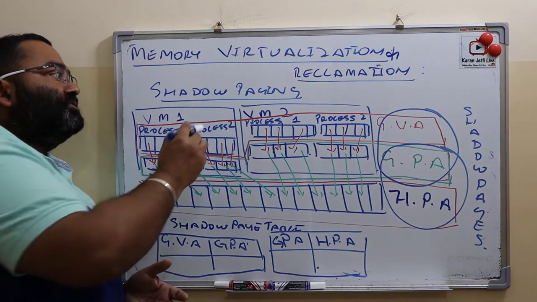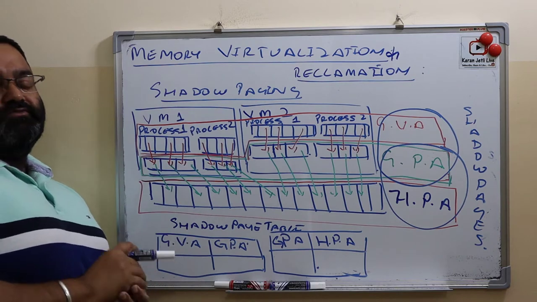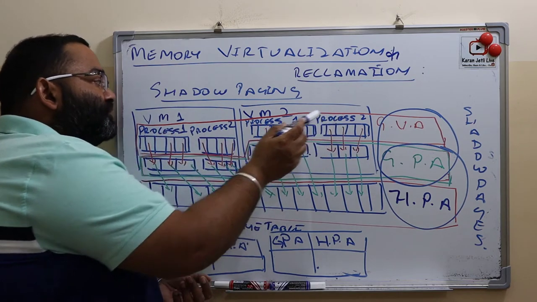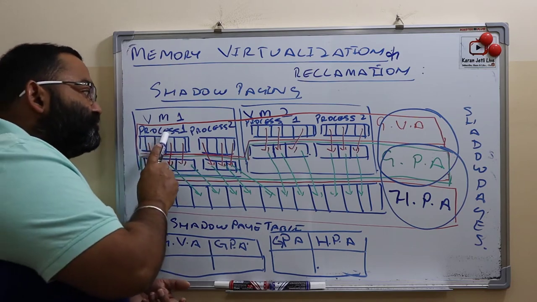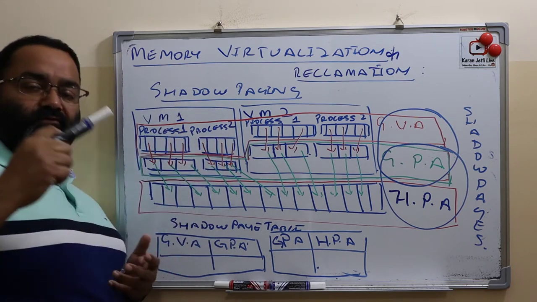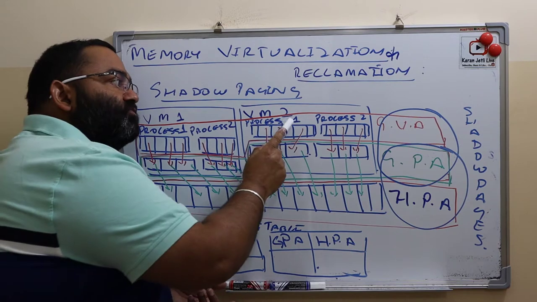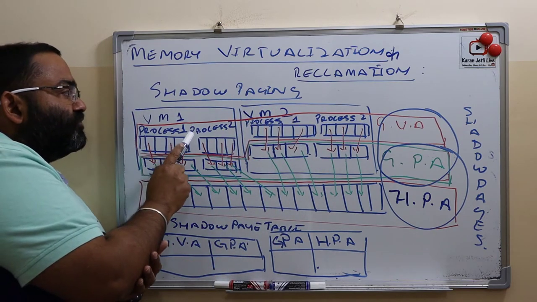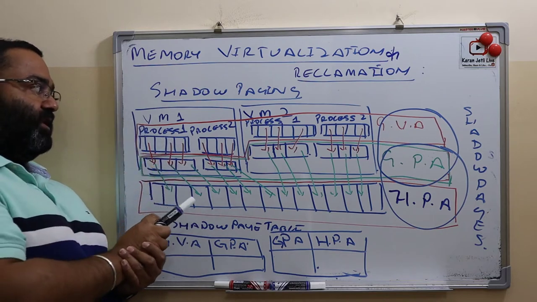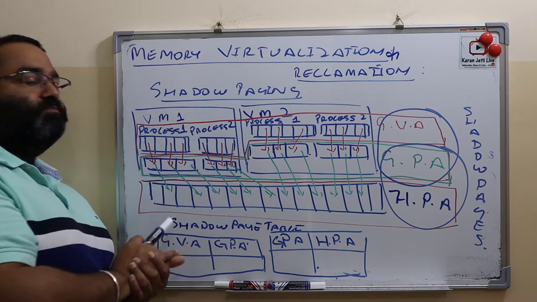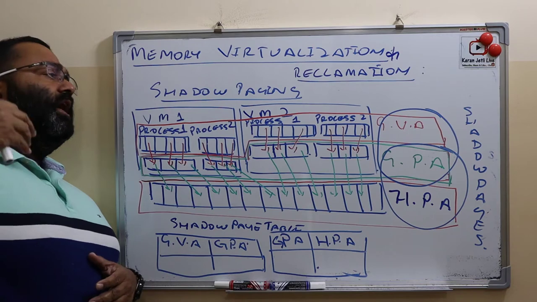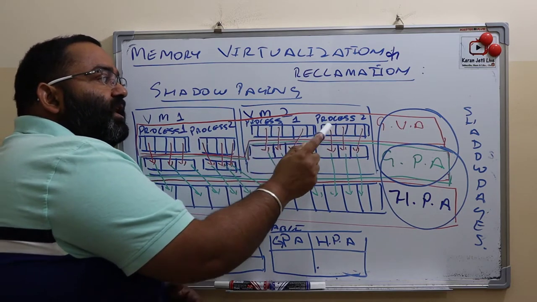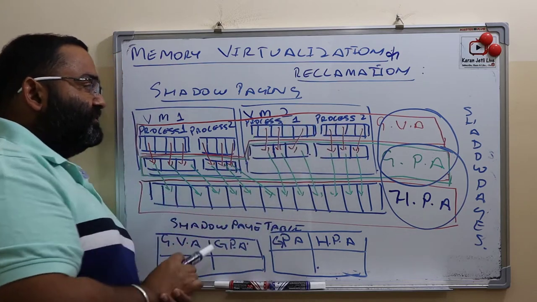Okay, now suppose these are our two virtual machines, VM1 and VM2, and they both are running two processes. VM1 is running process 1 and process 2. VM2 is also running process 1 and process 2, and these are the pages which process 1 needs. Okay, and these are the pages which process 2 needs, and so on for virtual machine 2. So it needs these pages and it needs these pages.